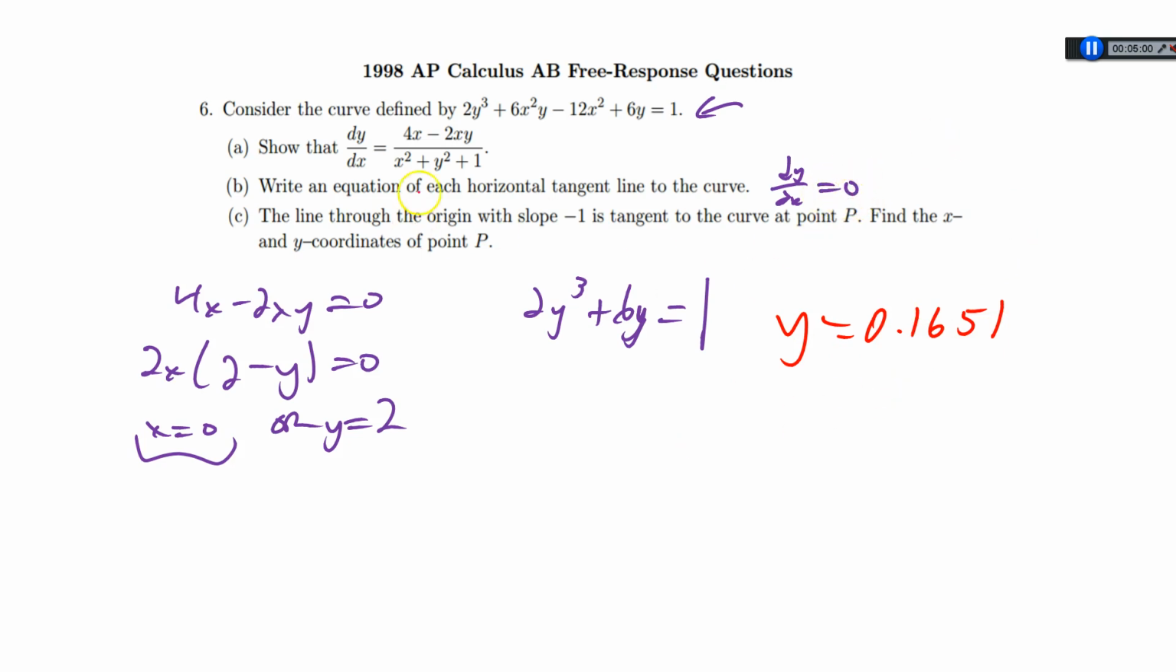Right? So that's going to be the equation of the horizontal tangent line, because if the slope is 0, then it's just y equals. It's a horizontal tangent line, so it's just y equals. Now, for y equals 2, let's try that into the function.